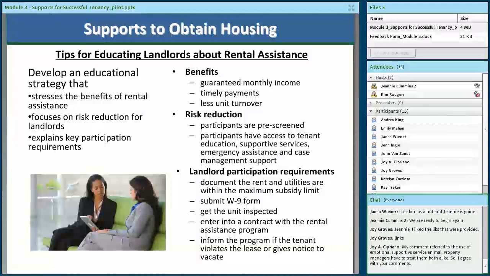Lastly, the key requirements for landlords to participate in rental assistance include completing documentation to verify the rent and utilities are within the program's maximum subsidy limit, submitting a W-9 form so the program can report the rent subsidy income to the IRS, getting the unit inspected to ensure it meets basic health and safety standards, entering into a contract with the program that stipulates how, when, and how much the landlord will be paid, and the rules the landlord must follow to continue being paid, and informing the program if the tenant violates the lease or submits a notice to vacate.